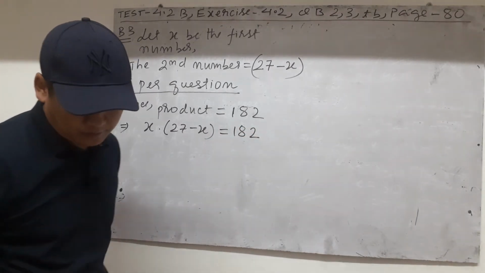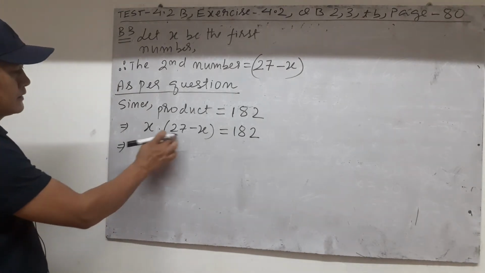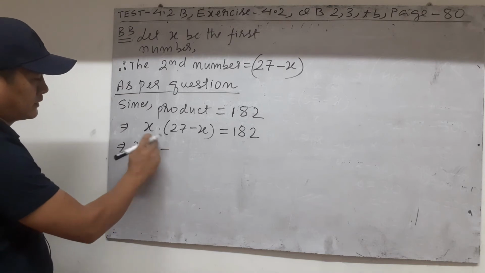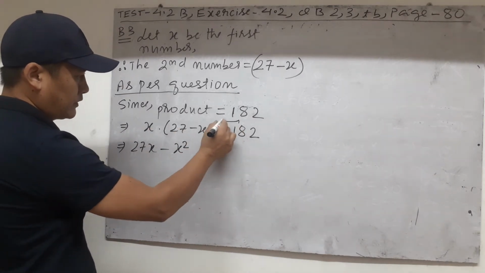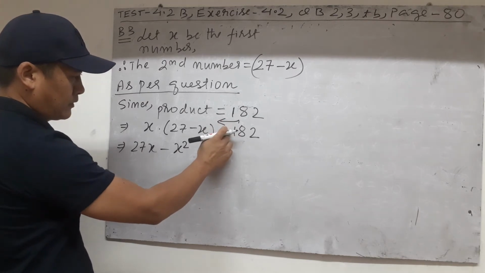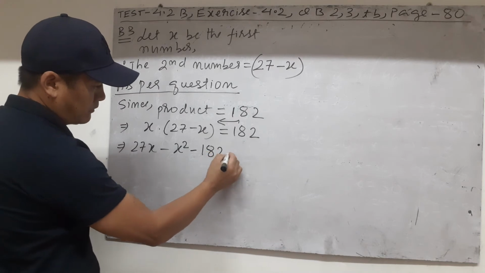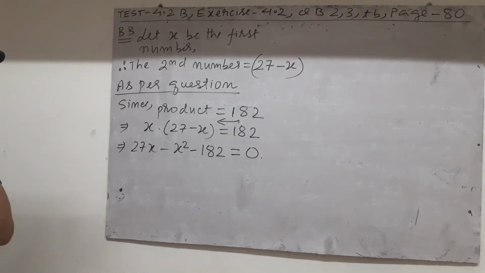The question is saying so. Here let us multiply. x into 27 is 27x, and minus x into x is minus x squared, and if you shift this, no sign means plus 182. From the right side, if you shift to the left side, it becomes minus 182. Nothing left on the right side, so equal to 0. Are you getting it, right?